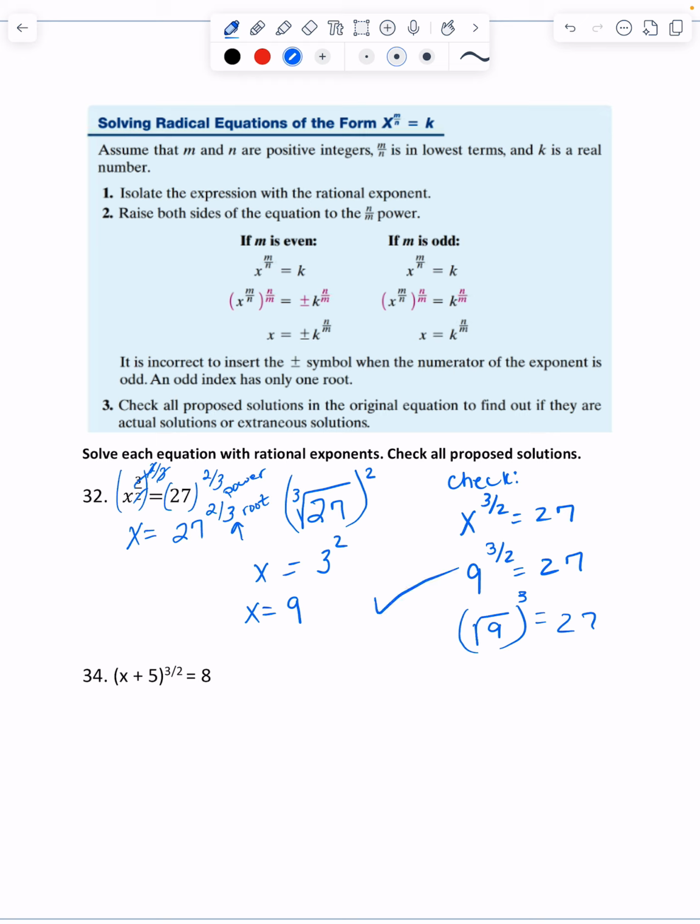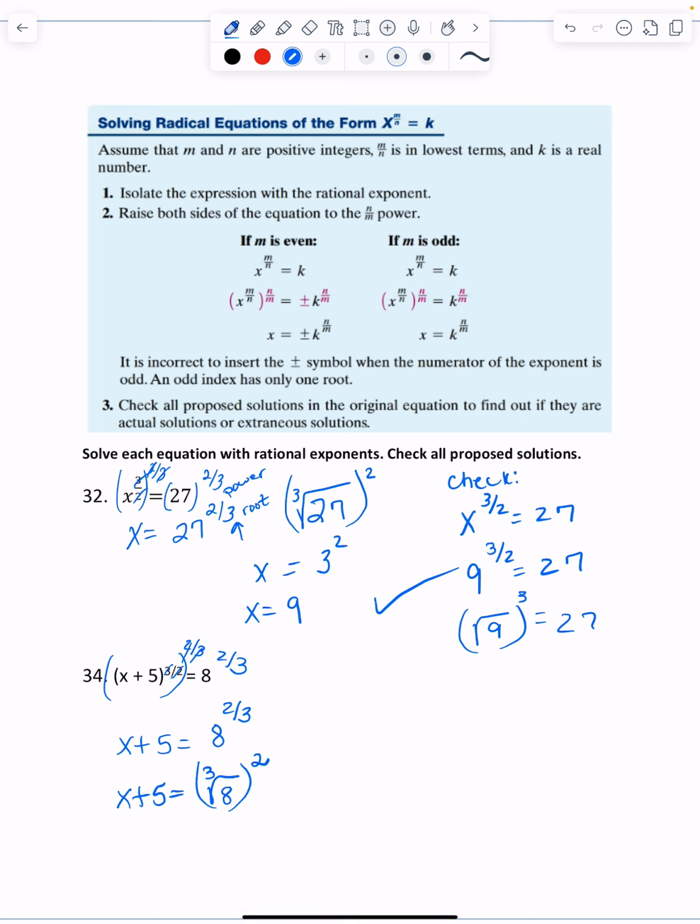It doesn't matter if that base is an expression or it's an exponent. I'm still going to solve it the same way. Look at number 34. I'm going to raise both sides to the reciprocal of 3 halves, which is 2/3. These are going to cancel out and leave me just with my base, which would be x plus 5, equals 8 to the 2/3. So that means that that is the cube root of 8. And then I can square that.